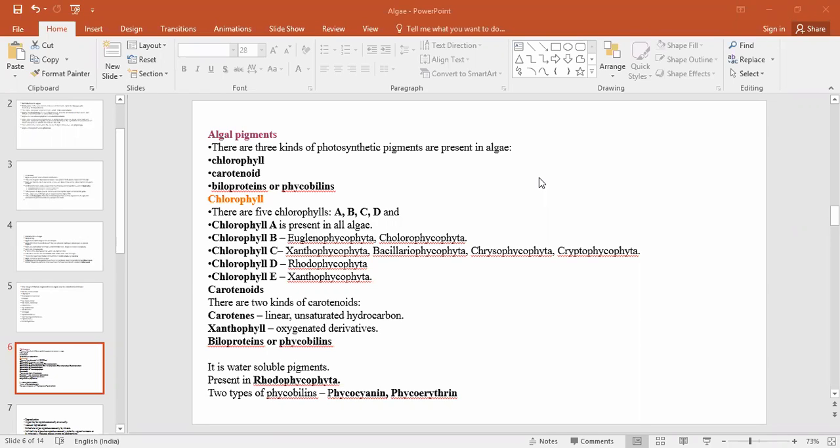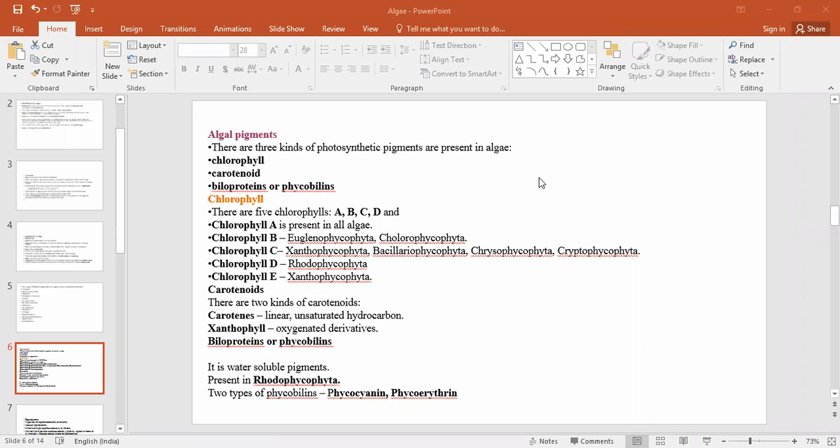So the first pigment is chlorophyll. Algal cells, as we know, are photosynthetic, so they possess pigments, and these pigments are present within membrane bound organelles. These membrane bound organelles are called plastids, which may be leucoplast. So what is meant by leucoplast? This leucoplast is a colorless plastid. And the second one is chromoplast. So what is meant by chromoplast? This is the colored plastid.